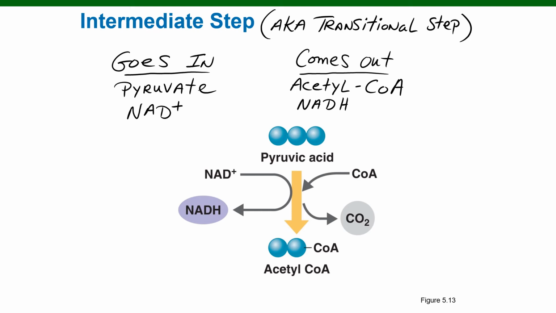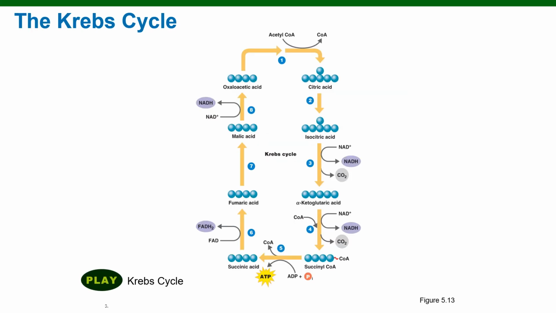So we should write that down as well, that a molecule of CO2 comes out when the 3-carbon pyruvate is trimmed down into a 2-carbon acetyl-CoA. The reason for the intermediate step is in preparation for the Krebs cycle, to feed the Krebs cycle. And so here we can see the acetyl-CoA that was produced during the intermediate step as it enters in at the top of the Krebs cycle at step 1.